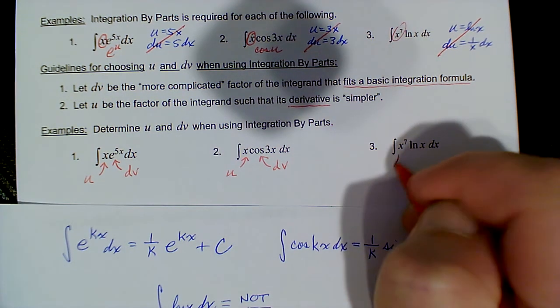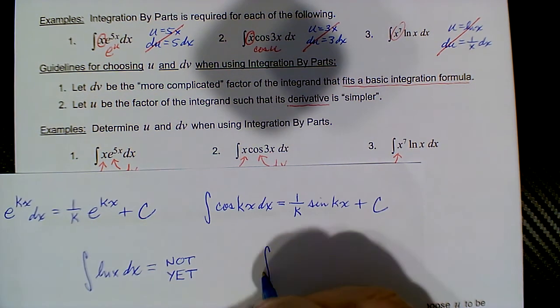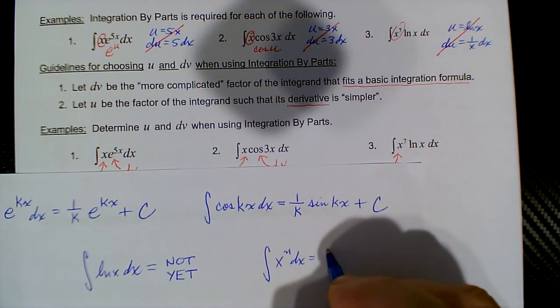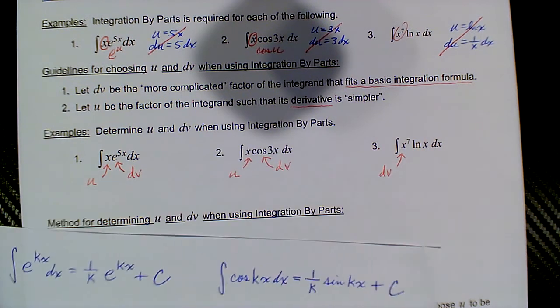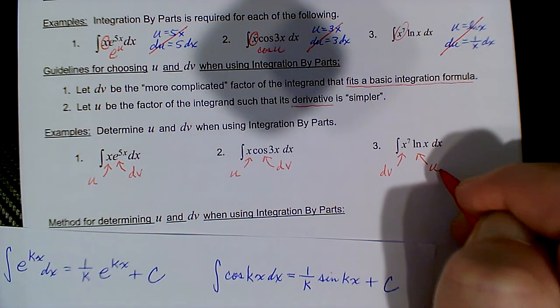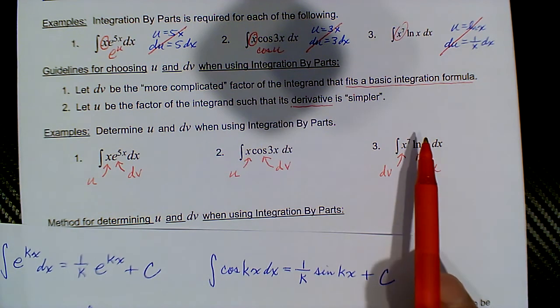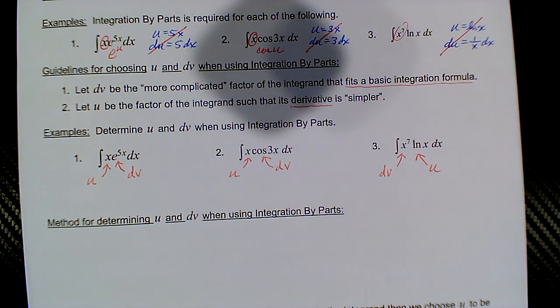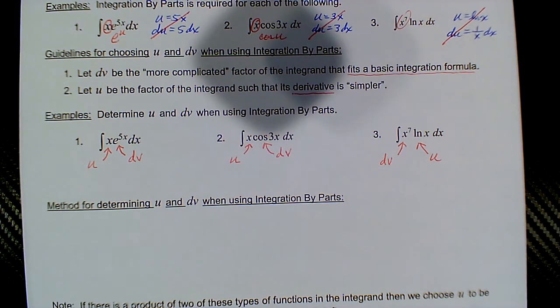So the only factor we could choose to be dv then would be x to the seventh. And we do have a basic integration formula for that, obviously, the integral of x to the n, which is x to the n plus 1 over n plus 1, plus a constant. So it looks like we'd have to choose dv to be x to the seventh, and the natural log of x to be our u. And that is consistent with the guidelines, because the derivative of u, being the natural log of x, is 1 over x, which is simpler than the natural log of x. I know it's a rational function, but at least it's not a logarithmic operator like the natural log. So those are the guidelines that everybody sticks to.